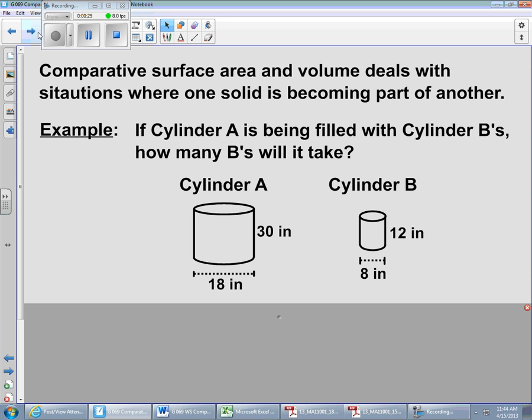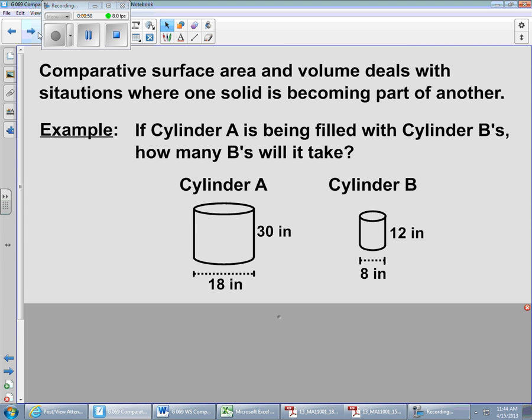becoming part of another. I kind of left that description a little bit vague because there's a lot of different ways that this can be interpreted. And when we say one solid becoming part of another one, we're not talking about composite solids, where we're gluing two of them together or cutting one out of the other. So it's not like composite solids on that aspect.